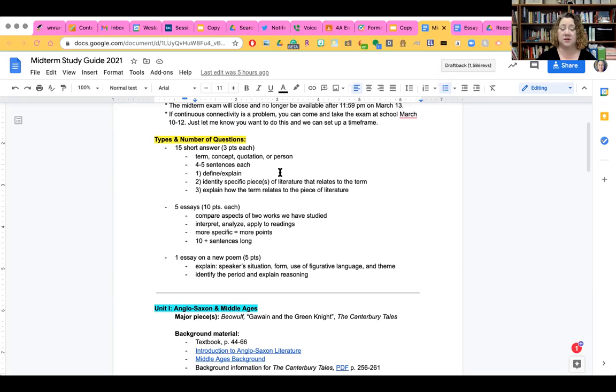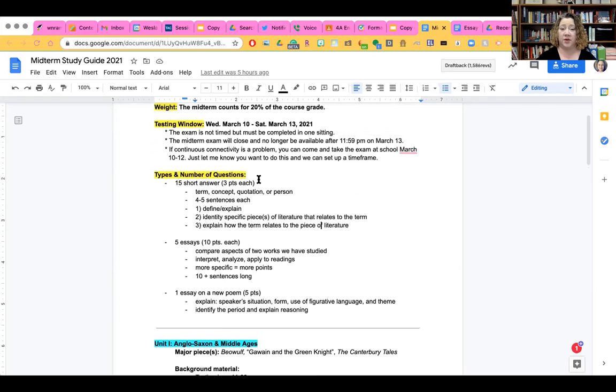So that's the basic structure of the test. Are there any questions about that?